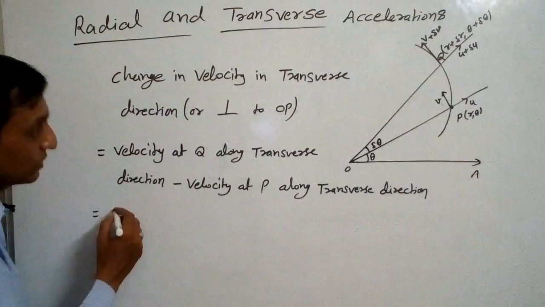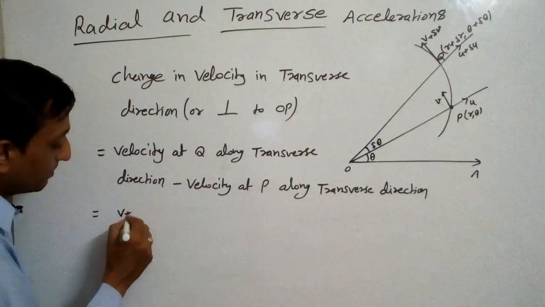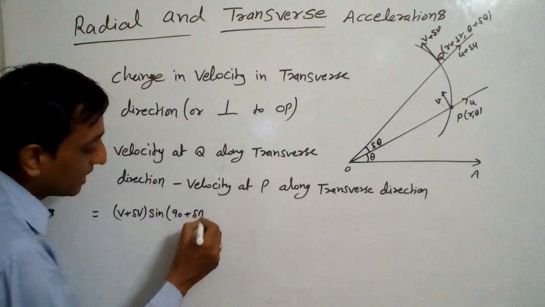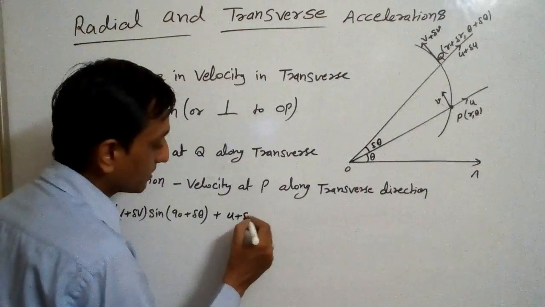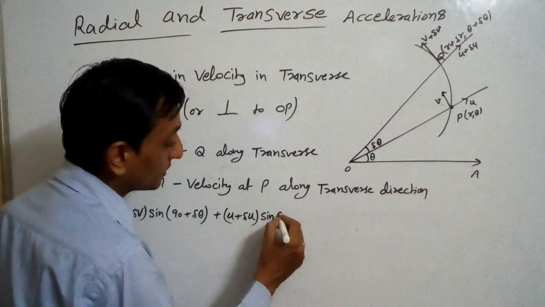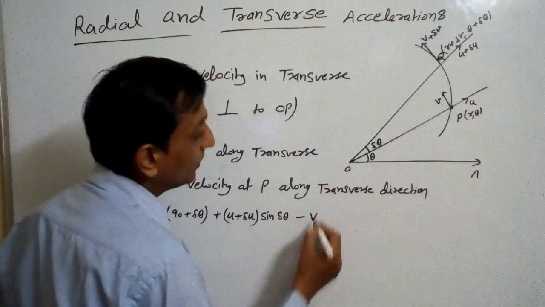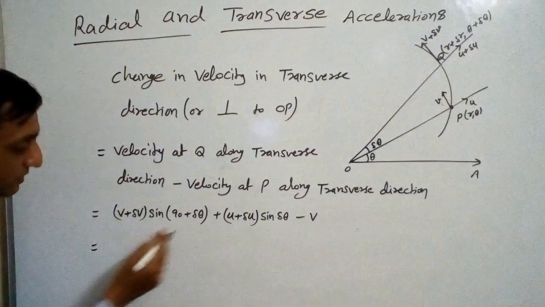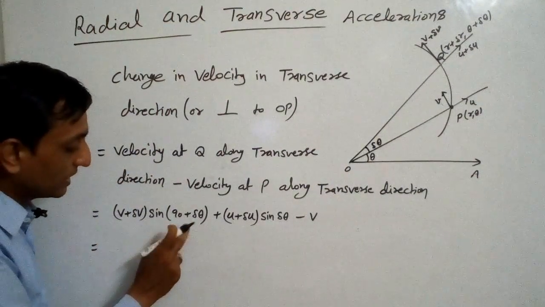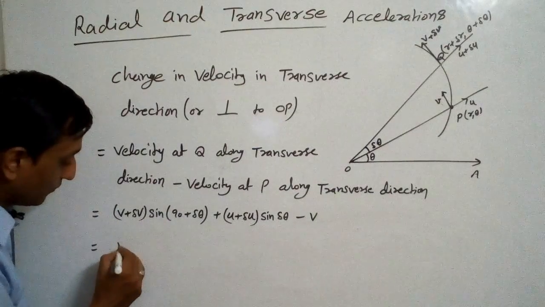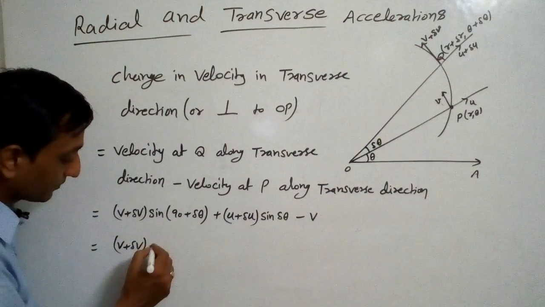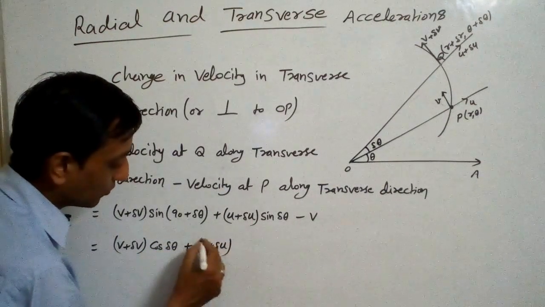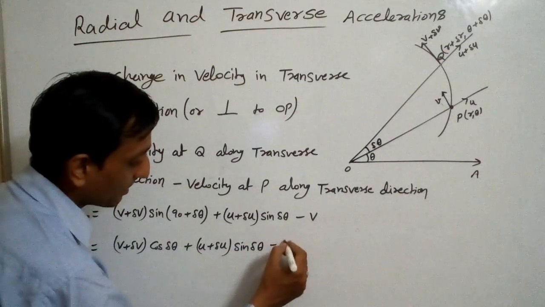So what will this be? This will become V plus del V sin(90 plus delta theta) plus U plus del U sin delta theta, minus V, obviously, because the transverse direction is only V. Now sin(90 plus delta theta) is in the second quadrant, where sine is positive. So we say (V plus del V) cos delta theta plus (U plus del U) sin delta theta minus V.